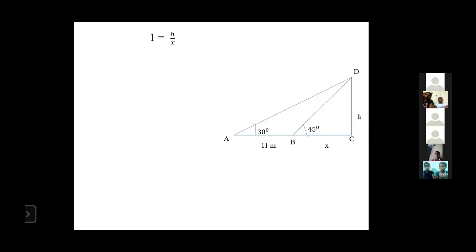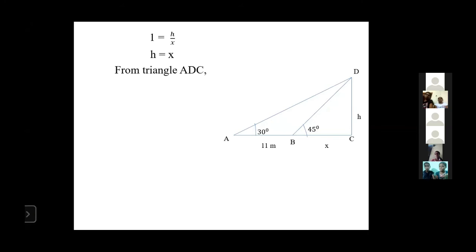Now next, what is the value of tan 45? Yes, it is 1, equal to CD length H and BC length X. So 1 is equal to H by X. Now again we need to cross multiply it. Then we get H is equal to X. This is our first equation.